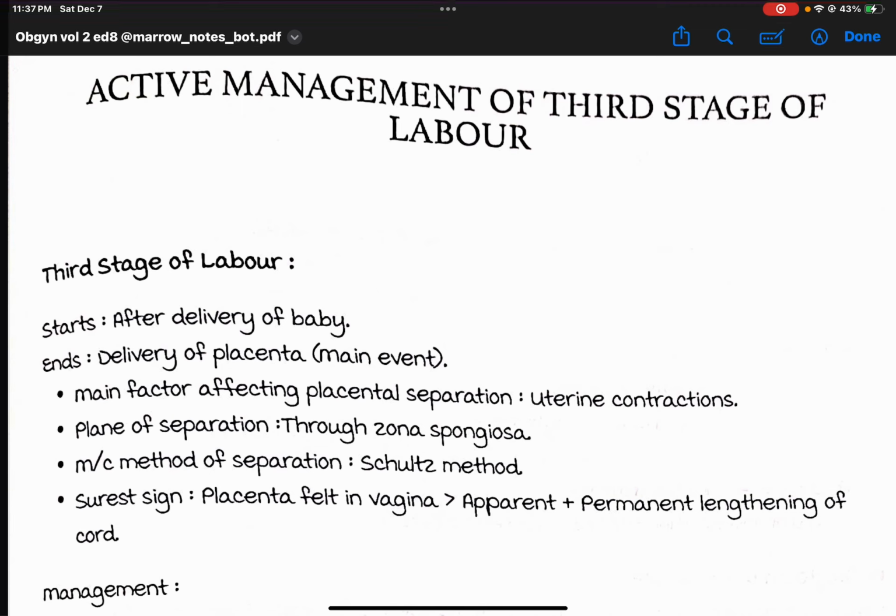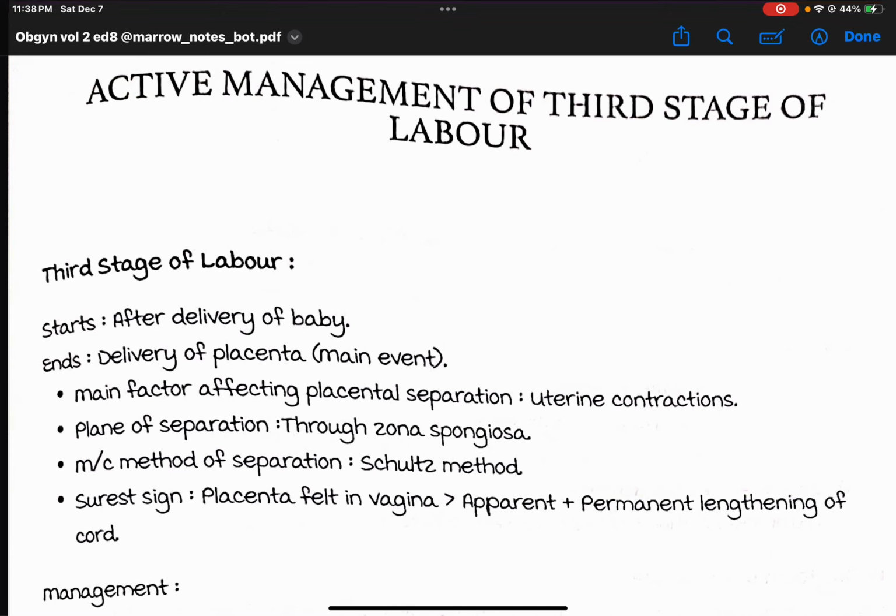Active management of third stage of labor. The third stage of labor starts after delivery of the baby and ends with delivery of the placenta. Main event: the main factor affecting placental separation is uterine contractions, with the plane of separation through the zona spongiosa. Most common method of separation: Schultze's method. Shortest sign: placenta felt in the vagina, more than apparent, plus permanent lengthening of the cord.